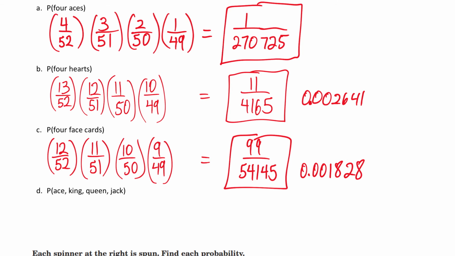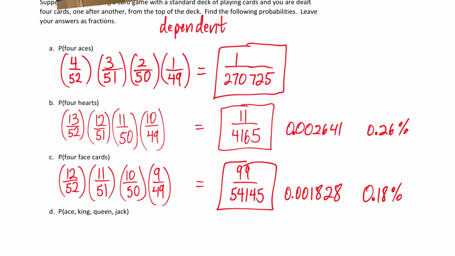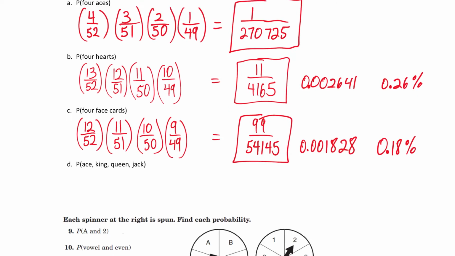So, of getting 4 hearts, what's the percentage of that happening? 0.26%. 0.26% of that happening. That's less than 1%. That's a quarter of 1%, so that's very low odds. This one is 0.18%. So it's less. This one up here is a very, very small number.